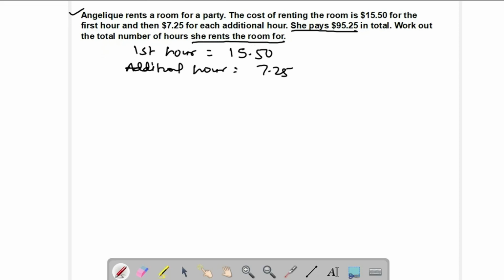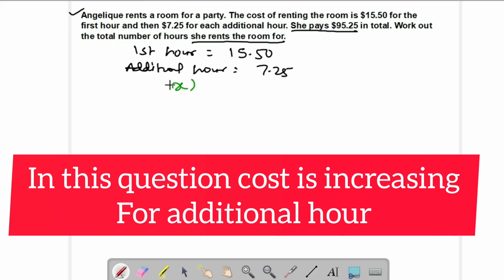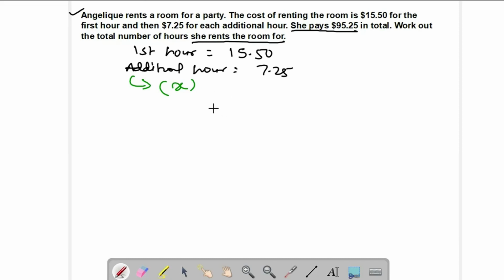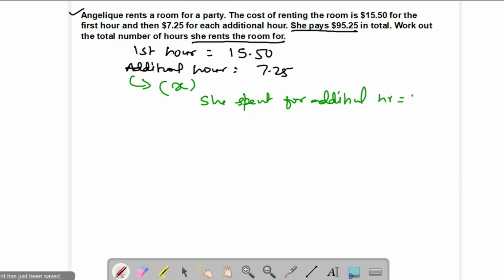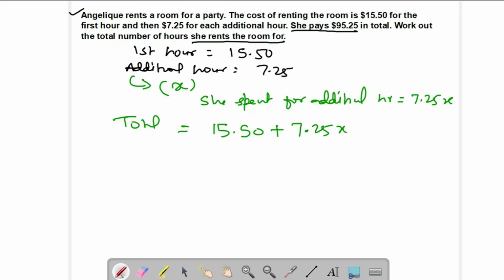Okay, so I'm just going to consider, let the additional hours be X. For the additional hours, how much she spent? She spent for additional hours 7.25 into X. So total, how much we can say, for the first hour 15.50 plus 7.25X. This is the total. And how much she paid in total? She paid 95.25. So this is going to be the same.